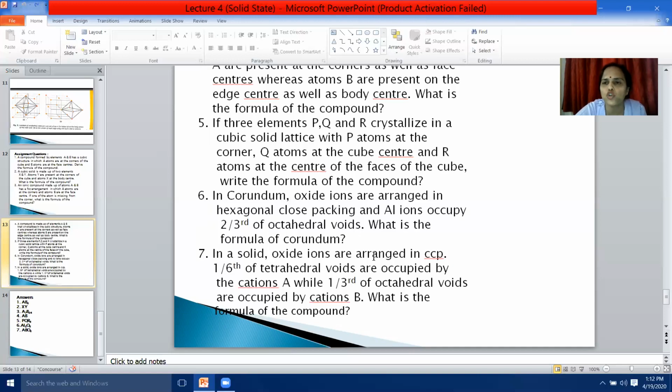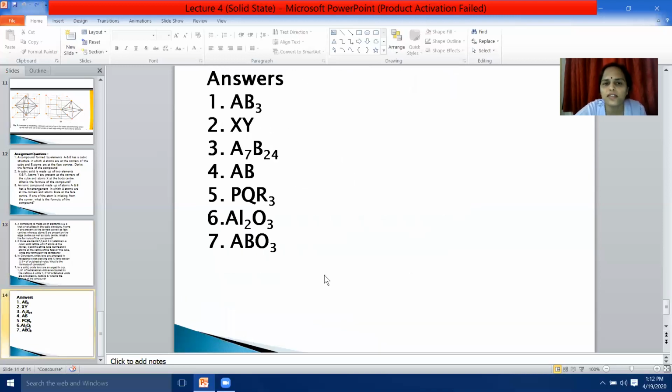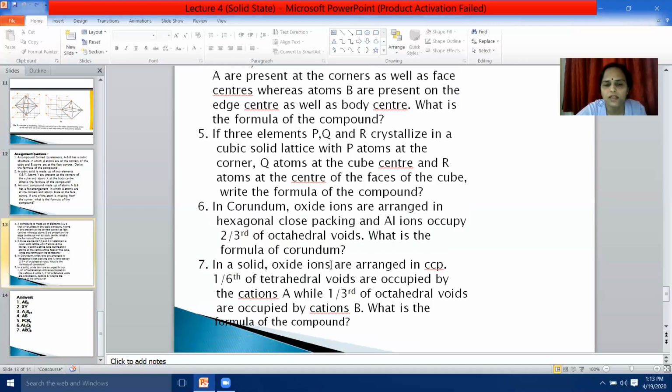So Al is to O. The ratio of aluminium to oxide is 2 by 3 N is to N. N gets cancelled and the value of Al comes out to be 2 and, cross multiplying, the oxide ions come out to be 3. So the formula of the compound is Al2O3. Look at the answer. The answer is Al2O3. That's how you will answer tactfully. Look at the seventh question and the last part.